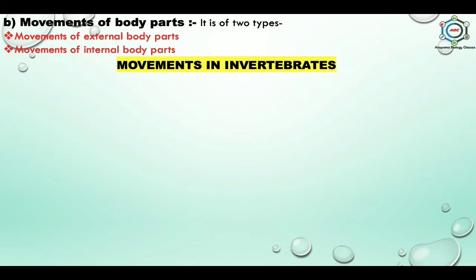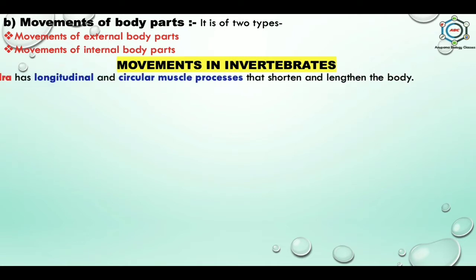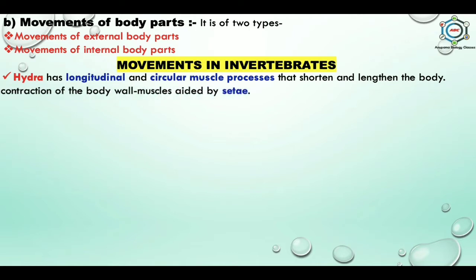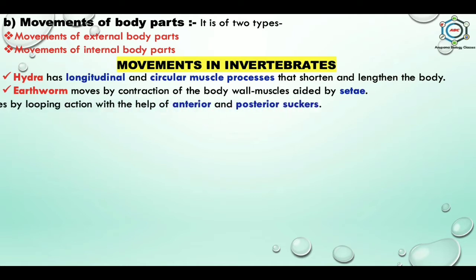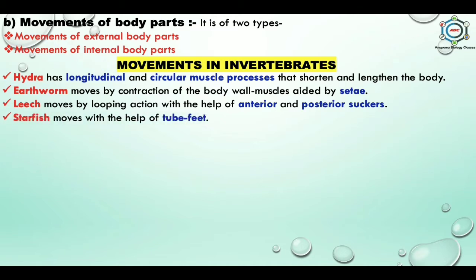After that, the movements in the case of invertebrates. Invertebrates have no skeleton, and in its place they have a body cavity in which fluid is present, so it is known as hydrostatic skeleton. Like hydra has longitudinal and circular muscle processes that shorten and lengthen the body. The earthworm moves by the contraction of the body wall muscles aided by the setae. The leech moves by a looping action with the help of anterior and posterior suckers, and the starfish moves with the help of tube feet.